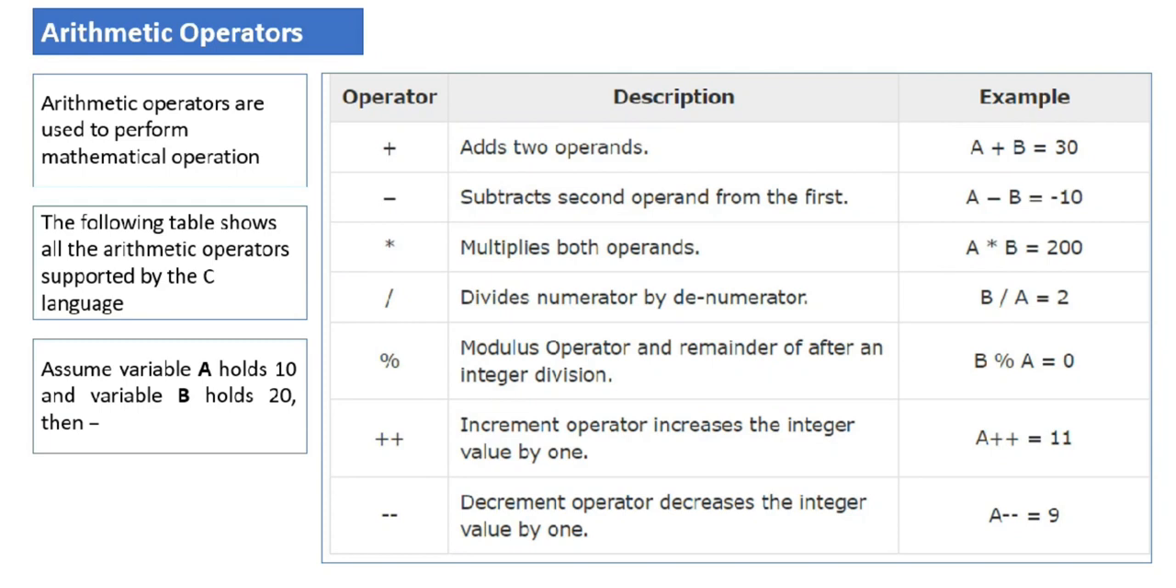Modulus returns the remainder after the division. Okay, so 20 divided by 10 will give you remainder 0. Increment operator means increase the integer value by 1. That means if I write A plus plus, then it is equal to 11. A minus minus, then it is 9. That is the decrement operator. Next is relational operators.